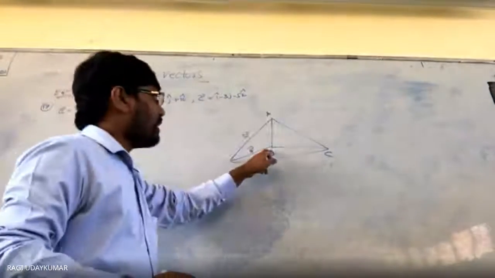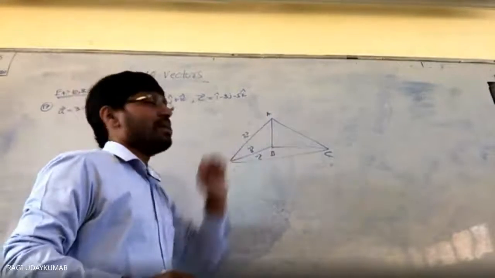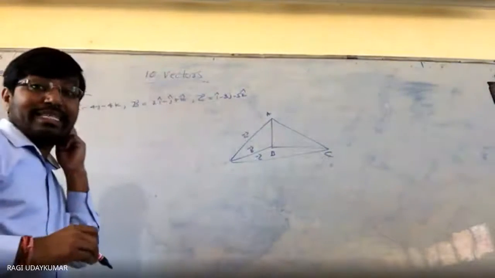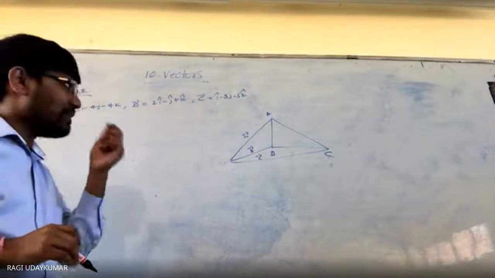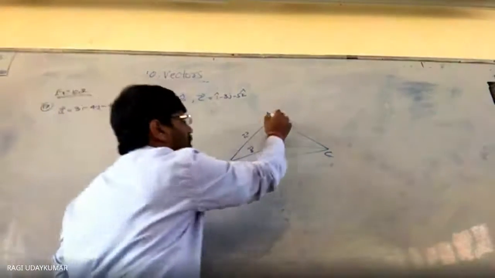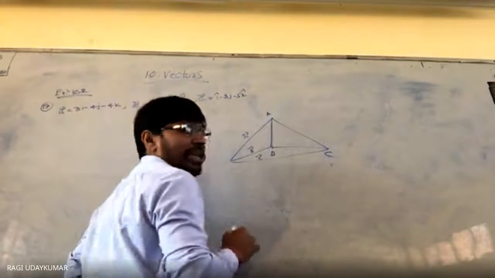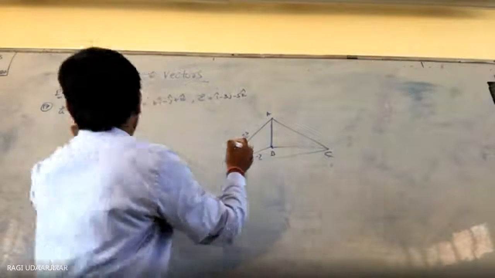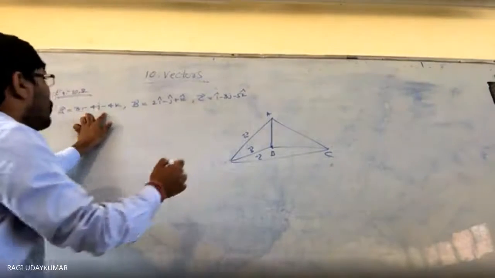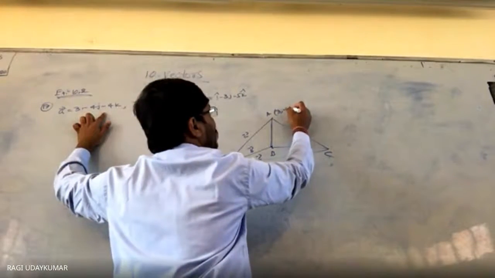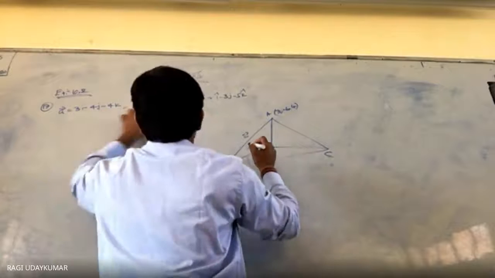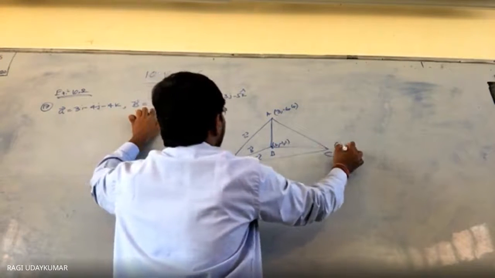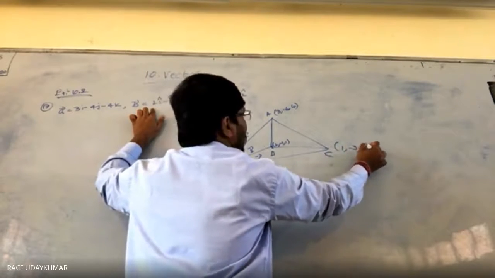We need to find out the vector AB, so B bar minus A bar. When position vectors are given, to find A to B you do B minus A. What can the points be? Point A is (3, -4, -4), this point B is (2, -1, 1), and this point C will be (1, -3, -5).